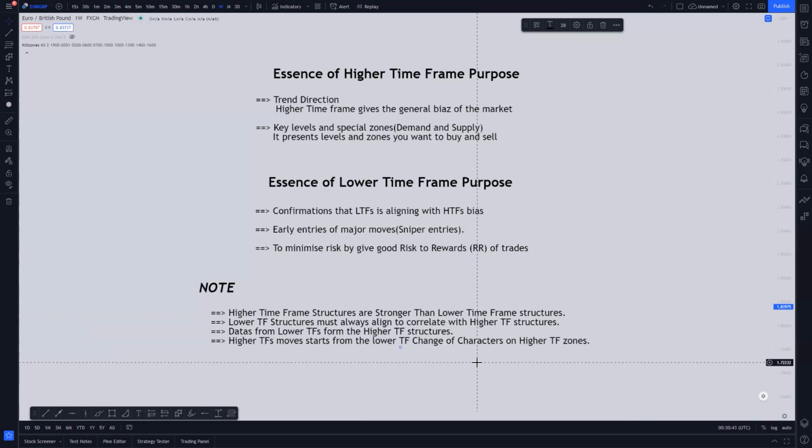So I want you to watch this video over and over again, and still keep up with some of the videos that I have released before on my channel and that I will still release, so that you can see how well I correlate time frames together in my top-down analysis. And I want to believe that this video has done a little justice to time frame correlation and structures.